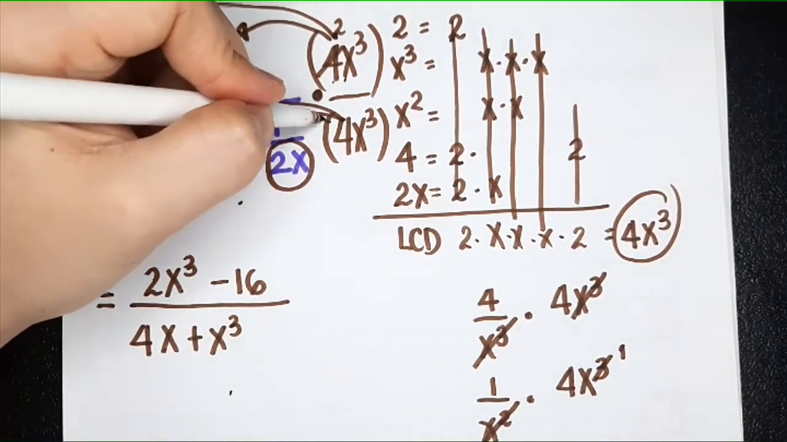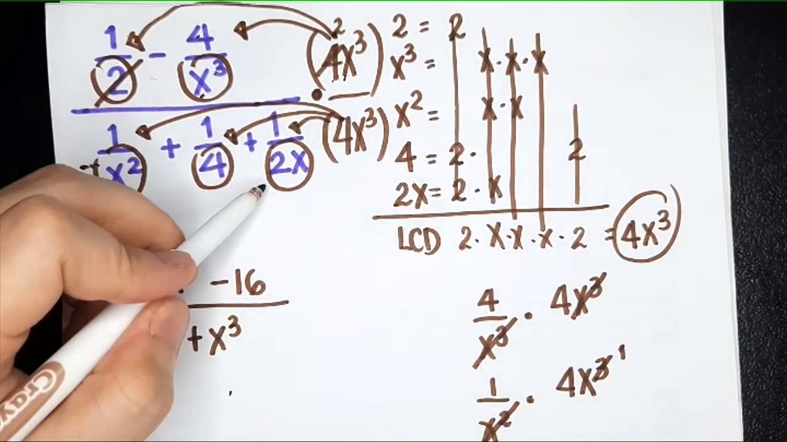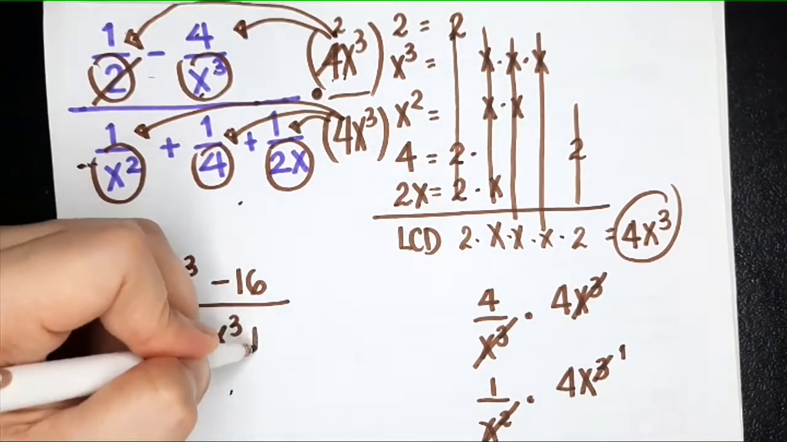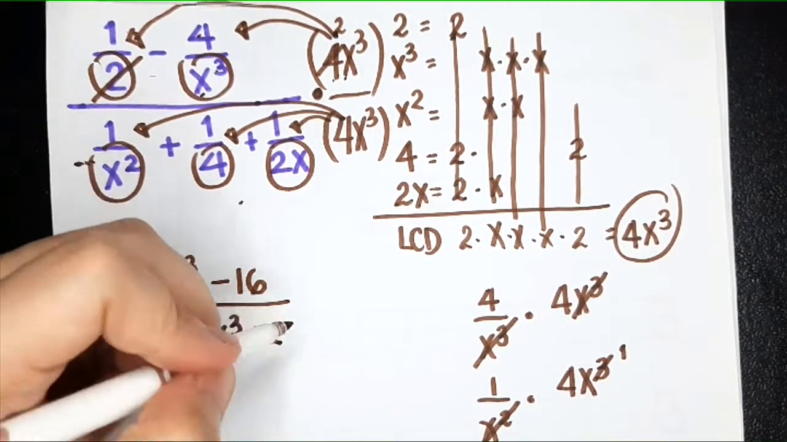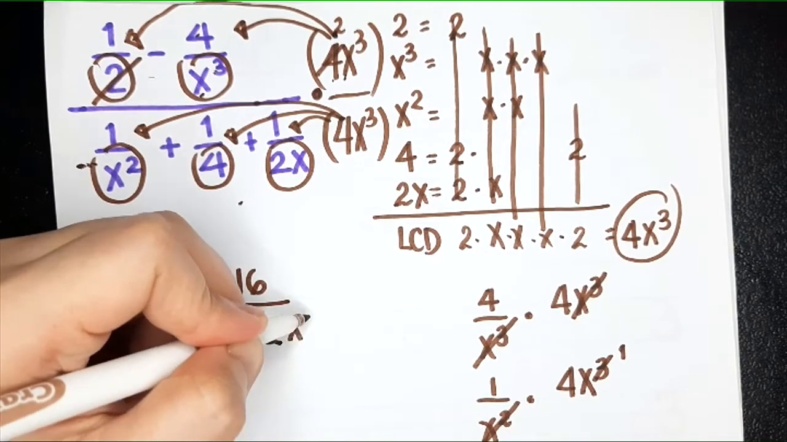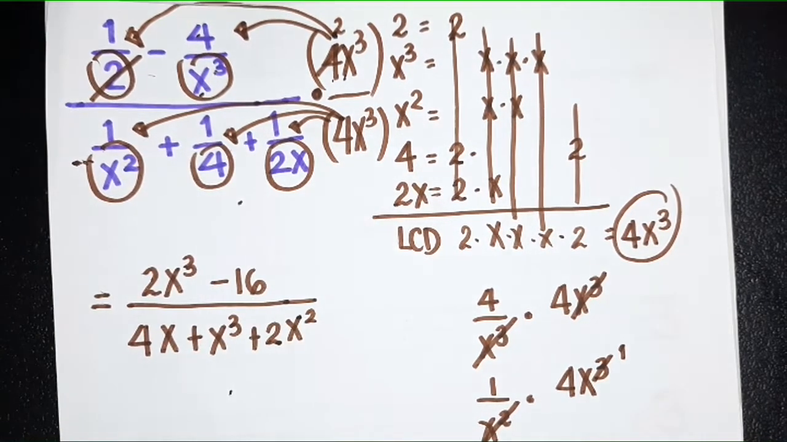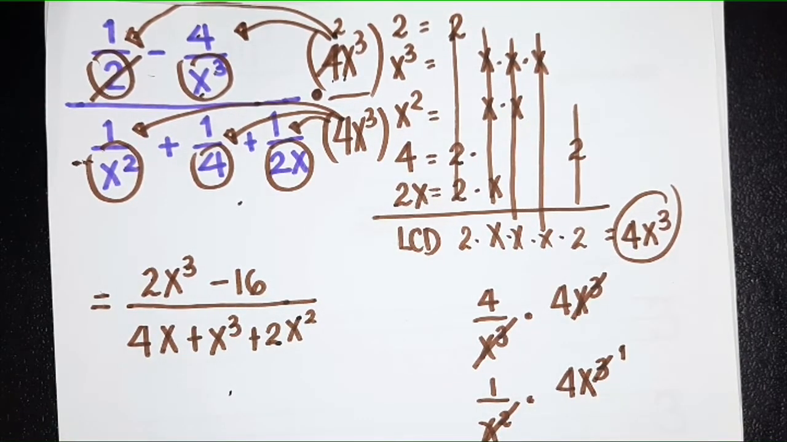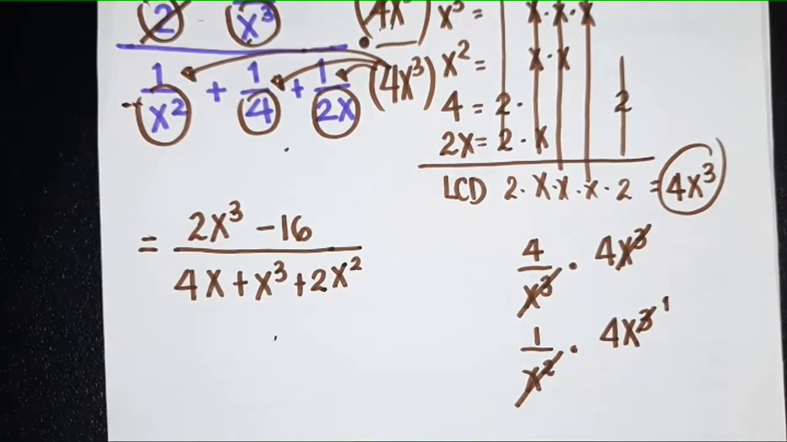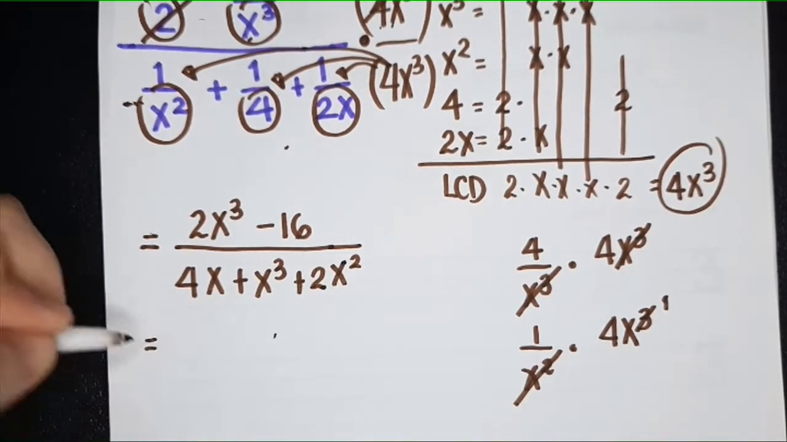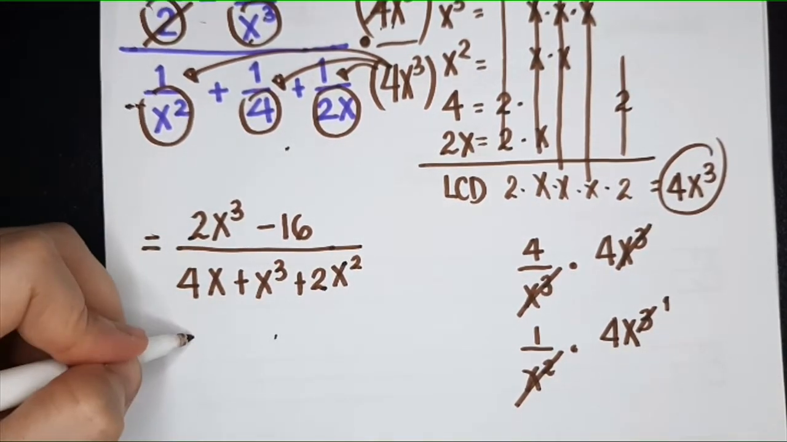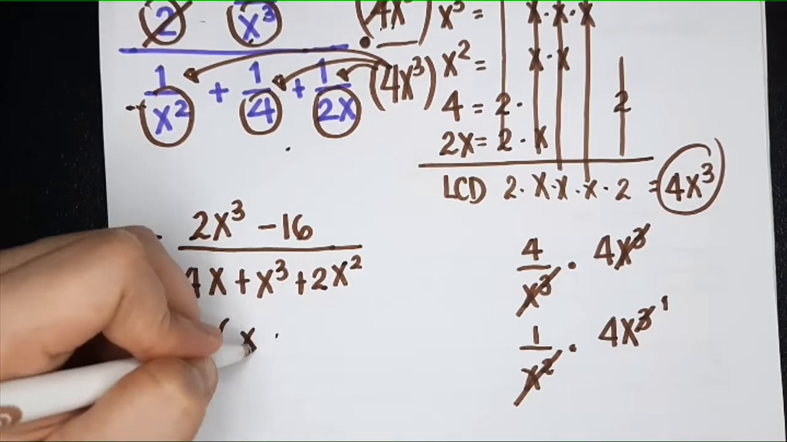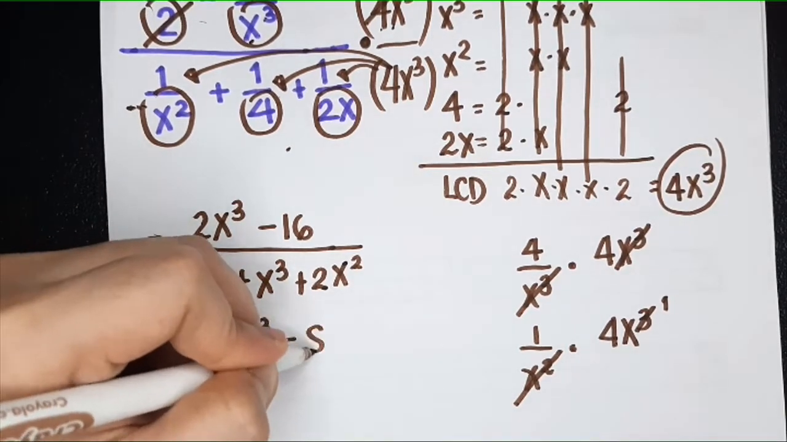Okay? And then finally, here. What is 1 over 2x times 4x cubed? What do you get? You'll have 2x squared. Diba? Okay. And then, we try to simplify. Anong meron dito? You can factor out 2. Sige, 2. Tapos, you'll have x cubed minus 8.